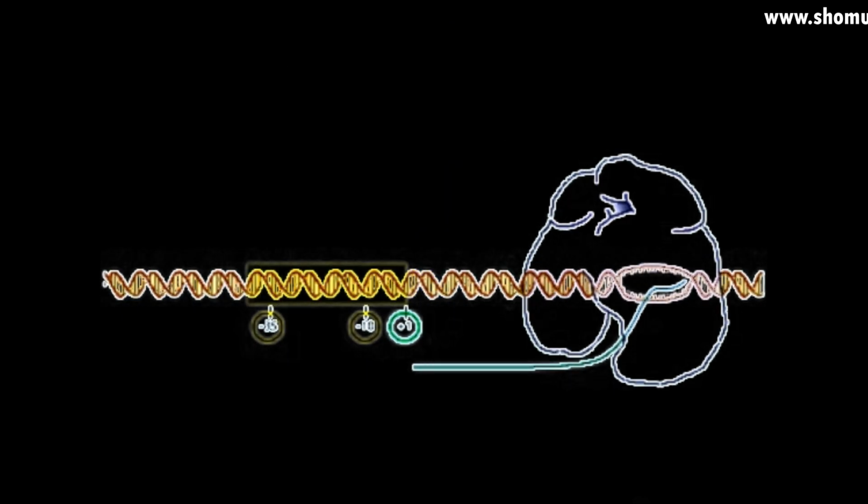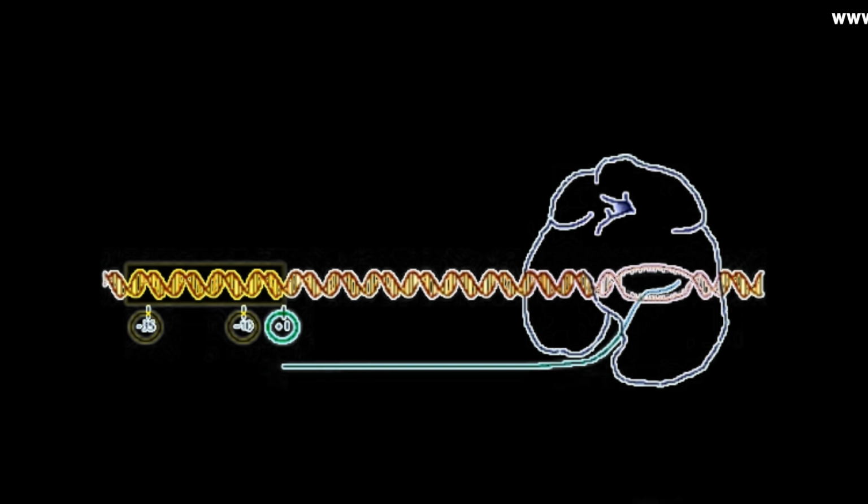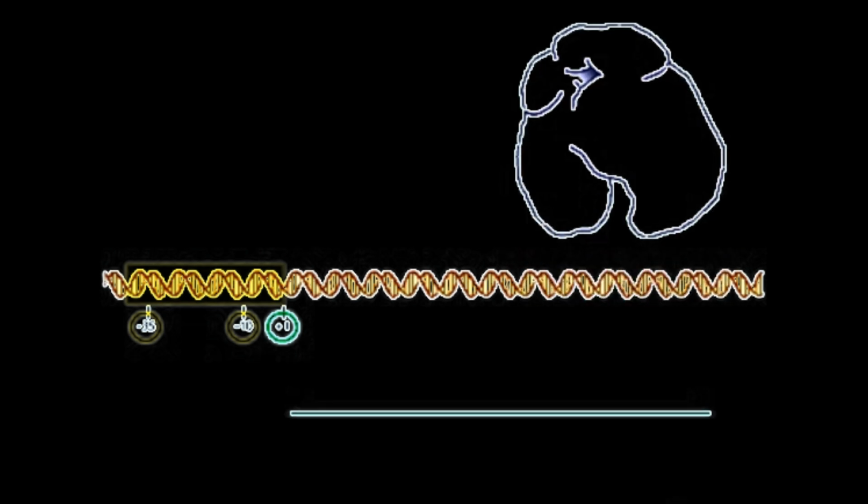RNA synthesis continues until the polymerase encounters a termination signal, at which point transcription stops, the RNA is released, and the polymerase is also released.